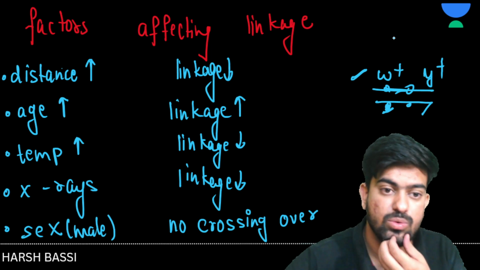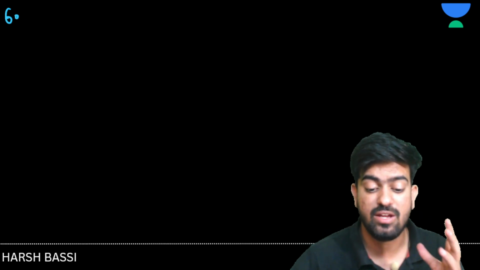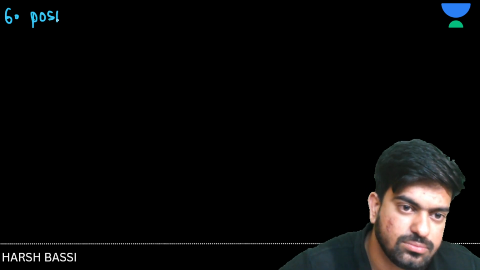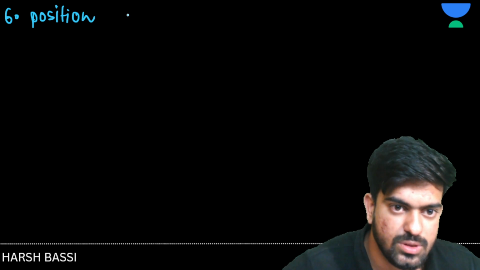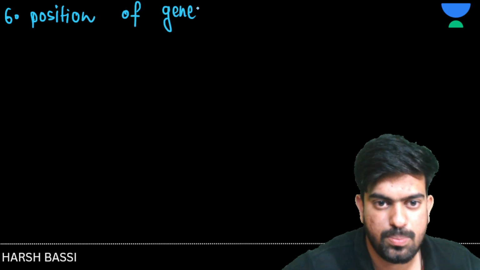Okay. Now, one more thing which affects the recombination is position of gene. If the gene is present very close to the centromere and telomere, then chances of crossing over become less. The chances of linkage become high. Okay, clear. Position of genes.